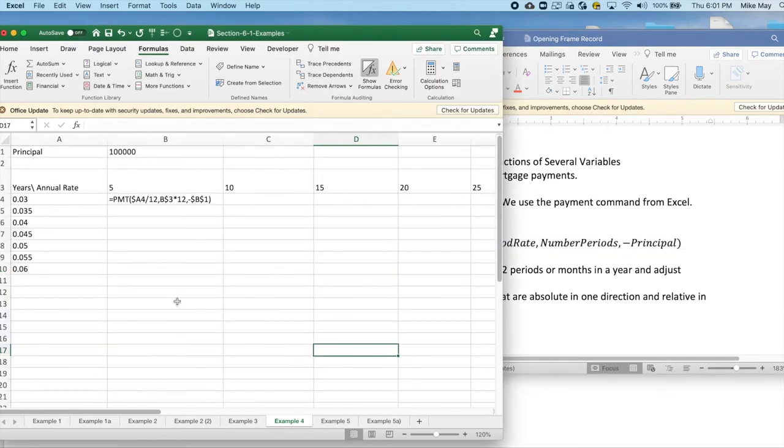If we look at the basic setup for the table, our principal is in B1, so that gets carried across. Our number of years will have to be multiplied by 12 to get the number of payments, and our annual rate is divided by 12 to get the monthly rate. Our number of years is going up by 5. We're looking at from 5 to 40, and our annual rate is going up by 0.5%, looking at rates from 3 to 5%. And so this is set up to do a $100,000 mortgage.